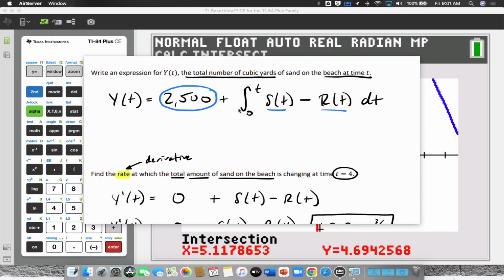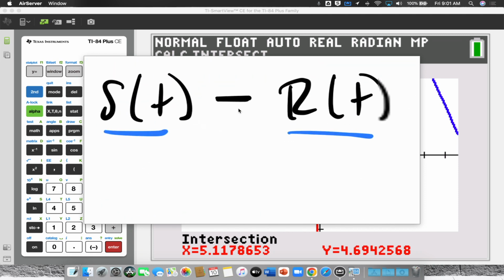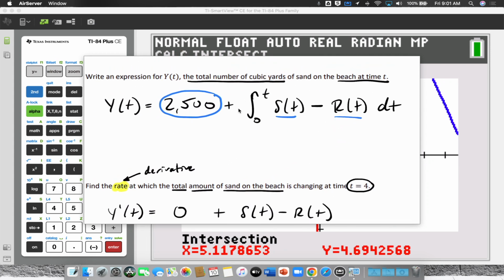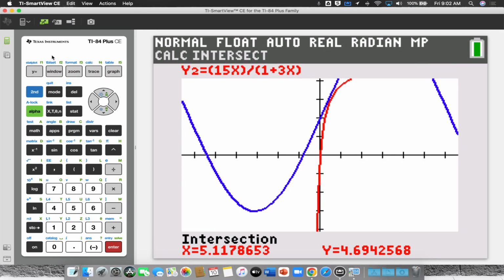I always say this: do you plug in 5.118 inside the interval for S of t and R of t, or just with? No, you could just put whatever they are. Watch, I'll show you a quicker way to do it. It's going to be recorded, so you can always look at it if you want. I'm going to show you a quicker way.